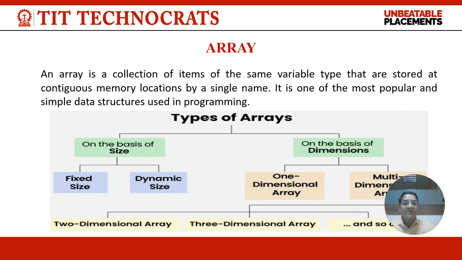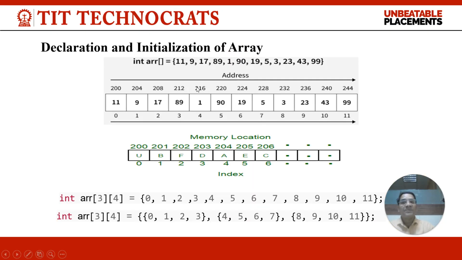The types of arrays. There are two categories by which we can categorize the array, on the basis of size and on the basis of dimensions. On the basis of size, there are two kinds of array, the fixed size array and dynamic size array. On the basis of dimensions, there are two types, one dimensional and multi-dimensional. This picture shows the declaration and initialization of an array. The array mainly contains the info part, index, and the address.